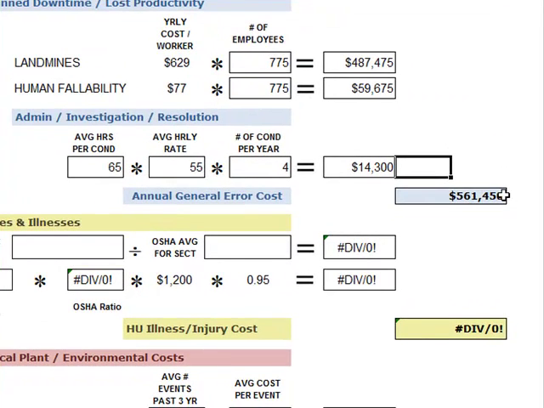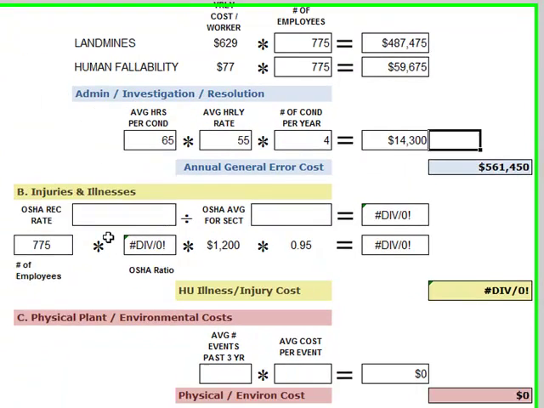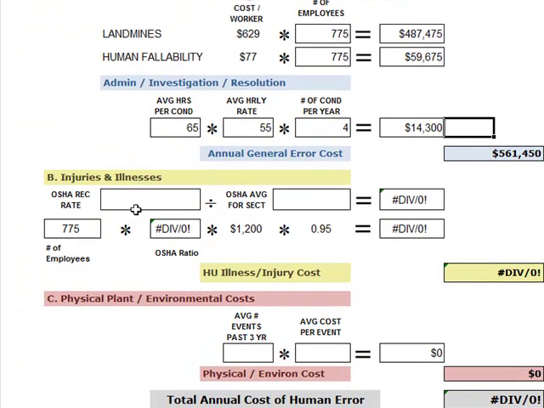$561,450. All right. Section Bravo, illnesses and injuries. What we've done here is we've made this simple. So what you do is you take your OSHA recordable rate. Now, if you're not aware of this, OSHA stands for Occupational Safety and Health Administration in the United States. And most every company in the United States has a number here.